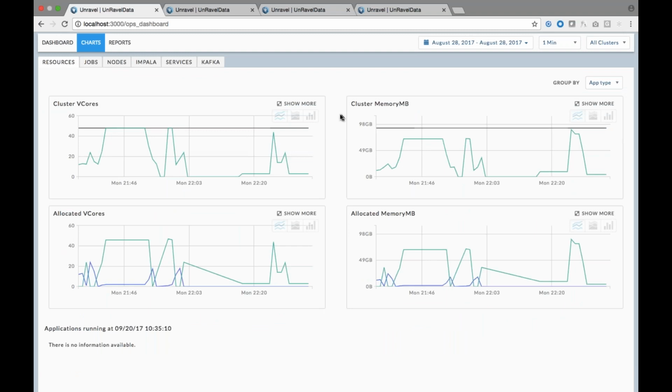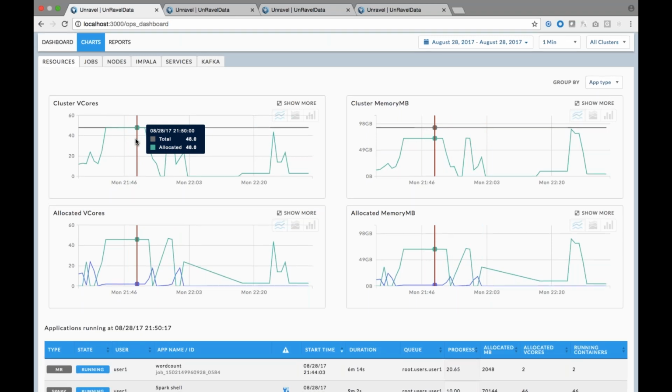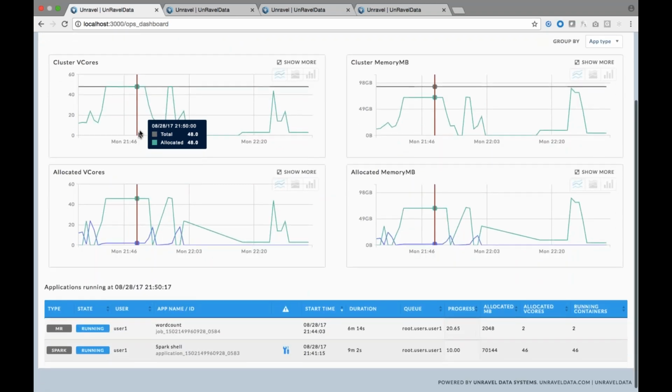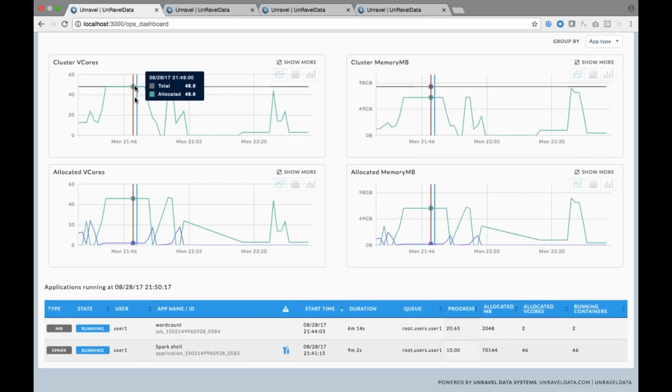So what you're seeing here is a cluster-wide view where the black line represents the total resources in the cluster from CPU, memory, IO, and whatnot. And the green represents the resource usage, right? If we go into that time frame around 21:50, let's see what is going on in the cluster during that time. So Unravel can correlate the high-level cluster metrics along with which applications are contributing to it.